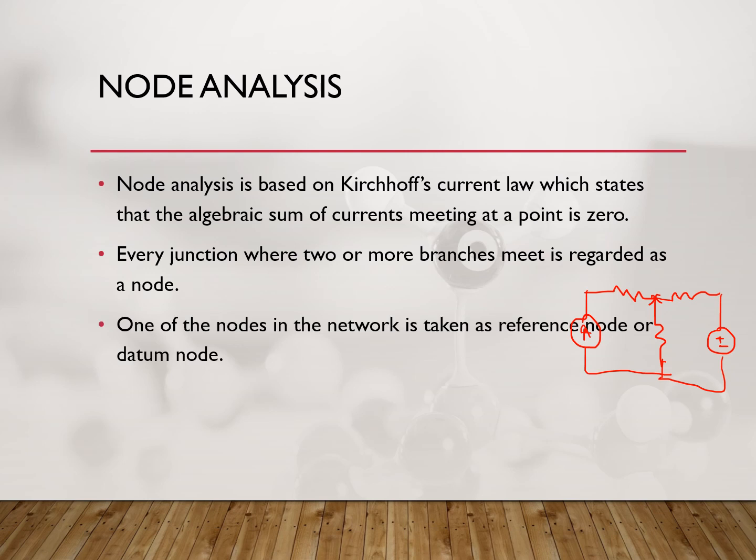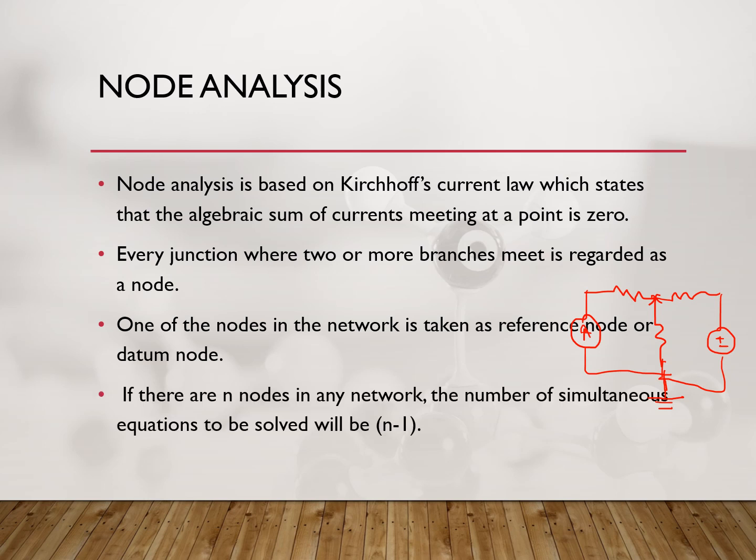Now, one of the nodes in the network is taken as the reference node. The reference node is something which we choose as a reference, and normally it is chosen to be at ground potential. It is also called a datum node. With reference to this node, you are going to be writing the node equations. If there are n nodes in the network, the number of equations to be solved will be n minus 1. So this is basic information regarding node analysis.